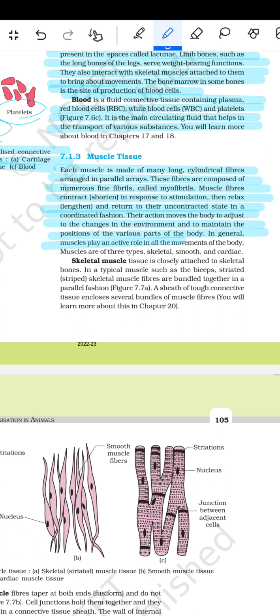In general, muscles play an active role in all the movements of the body. Muscles are of three types: skeletal, smooth, and cardiac. Skeletal muscle tissue is attached to the skeletal bones, in typical muscle such as the biceps. In striated skeletal muscle, fibers are bundled together in a parallel fashion. A sheath of tough connective tissue encloses several bundles of the muscle fiber.